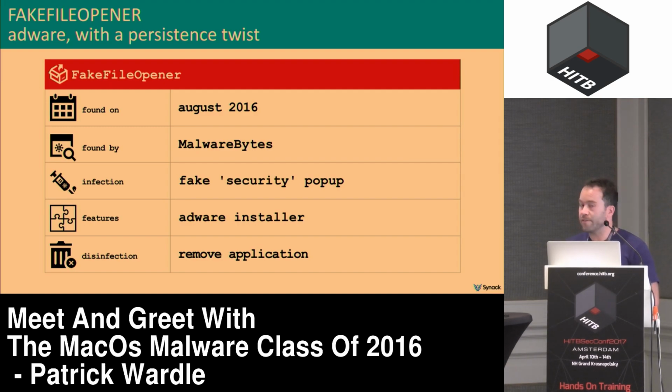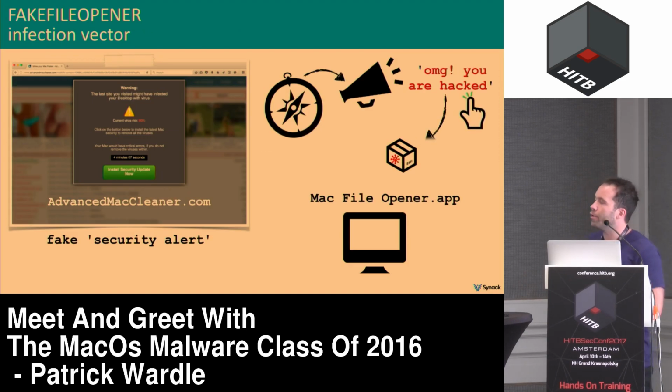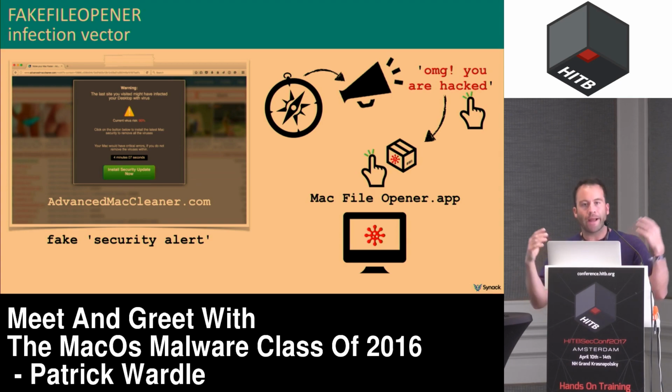All right, the next piece of malware is a piece of adware called FAKEFILEOPENER. It was discovered at the end of last summer by Malwarebytes, and it's pretty boring, except it has a rather interesting persistence mechanism. FAKEFILEOPENER is installed with other pieces of Mac malware when a user is tricked into believing a fake security pop-up or alert. This one was distributed via advancedmaccleaner.com. If you browse that site, it would pop up and say, oh my God, your computer's infected. Please download and run this application to clean your system. And invariably there's some percentage of users that are going to fall for this, unfortunately. If they download the application and run it, they will have infected themselves with FAKEFILEOPENER.